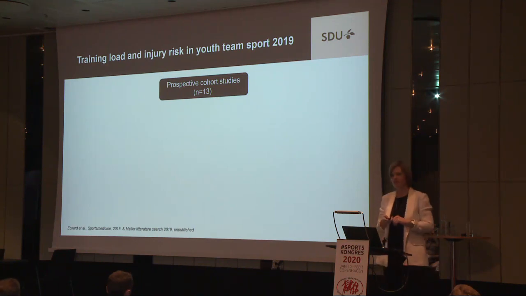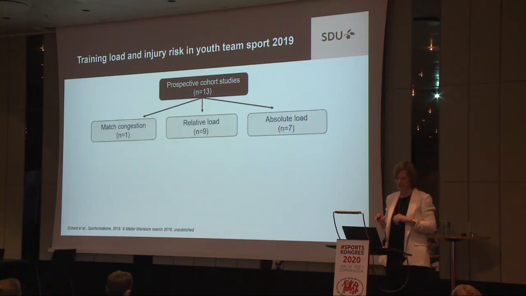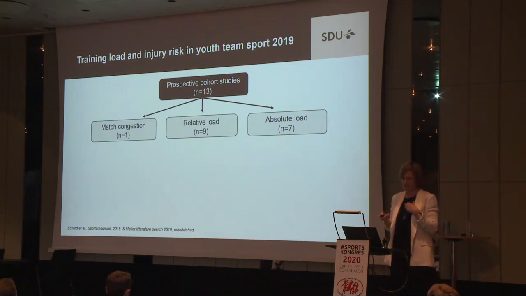So, we have 13 prospective cohorts in youth athletes. They analyze training load in different ways. It can be the absolute load, it can be relative load, and it could be match congestion.